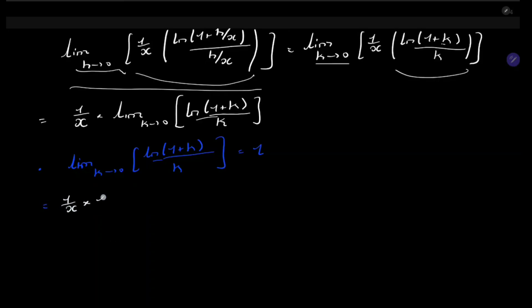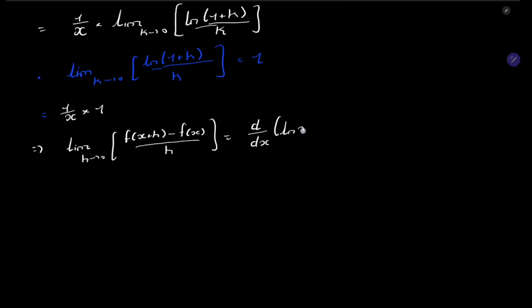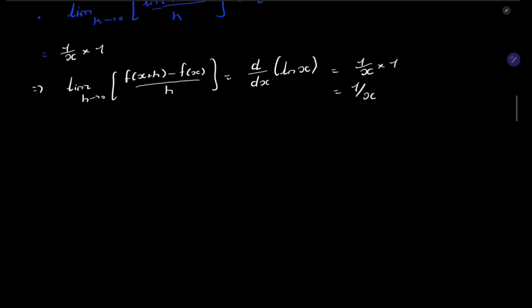1 on x times 1, which implies that our function, the limit as h tends to 0 of f of x plus h minus f of x divided by h, which was the same thing as the derivative with respect to x of our function ln x, is equal to 1 on x times 1, which equals 1 on x. So what can we then conclude? We can then conclude that the derivative with respect to x of ln x equals 1 on x. We enclose our answer.